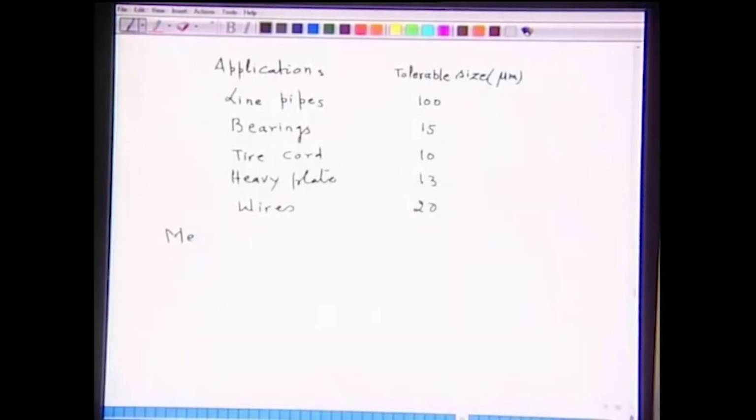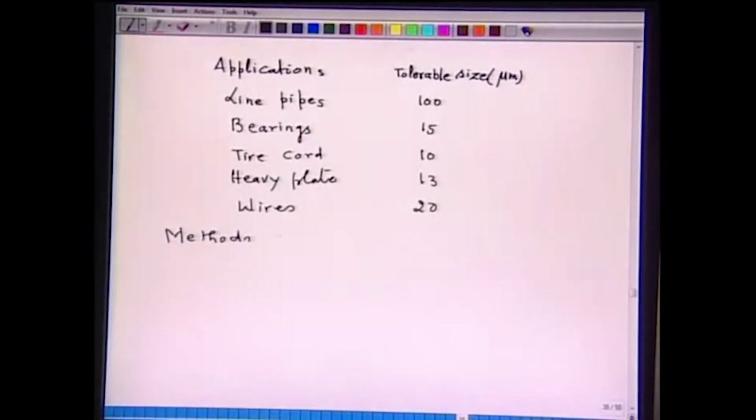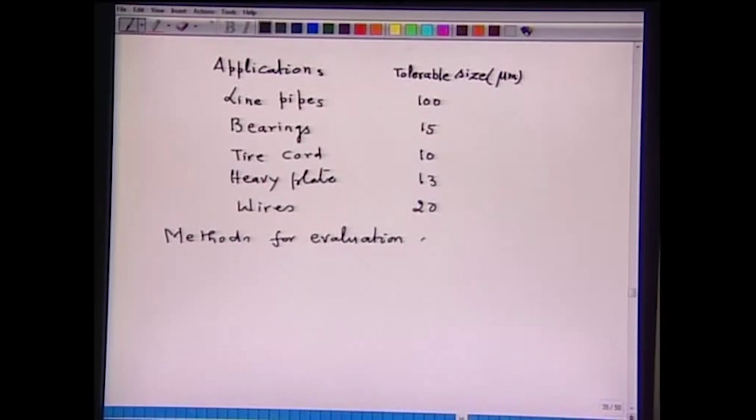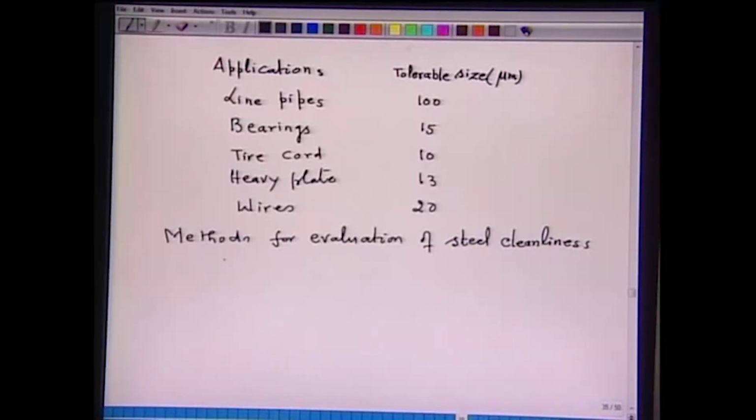Now, methods for evaluation of steel cleanliness. There are several methods through which one can assess the number, size and size distribution of inclusions. So, first I will classify them as direct method and indirect method. Among the direct methods, one is metallurgical microscope.